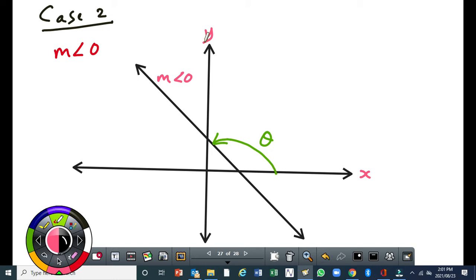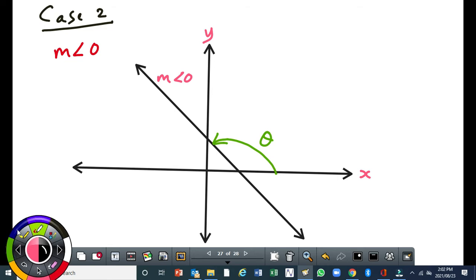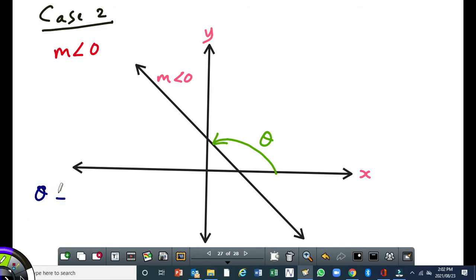Now, if you want to find this angle, it will be an obtuse angle, which means it's between 90 degrees and 180 degrees. So instead of using the formula that I gave you on the previous page, the formula is going to be slightly different. So that formula is going to become theta is equal to shift tan of m.